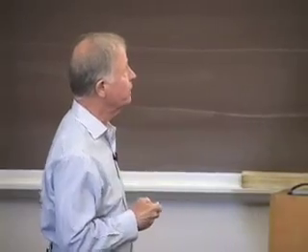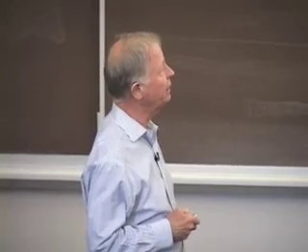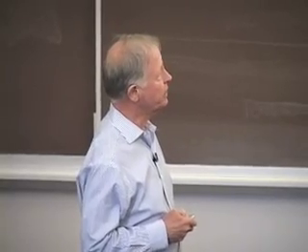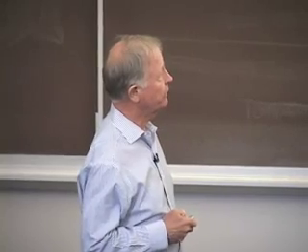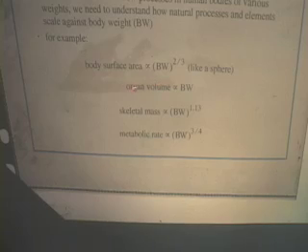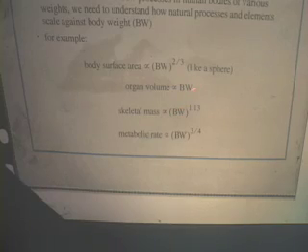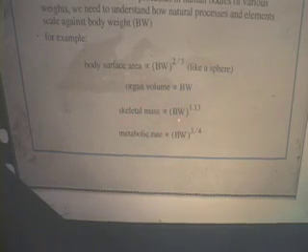So here are some scaling rules, and I'll show you where they come from. The scaling rules that we're going to come up with today are that the body surface area of an animal, this could be a human, it actually turns out it applies to a tree, is proportional to body weight to the 2/3 power. We're going to see that organ volume in animals is proportional to the body weight. That is, your organ volume is proportional to body weight. Your skeletal mass is proportional to your body weight to the 1.13 power. And your metabolic rate is proportional to body weight to the 3/4 power.